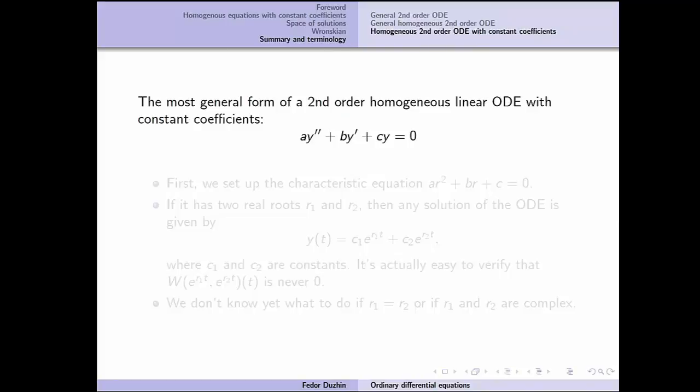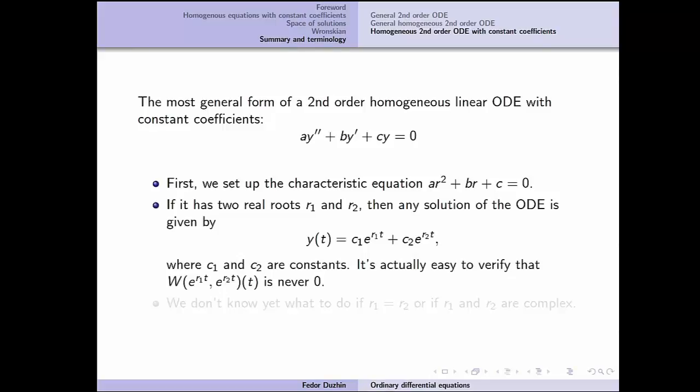What you can do, if the coefficients of the differential equation happen to be constant, is solve it explicitly by doing the following. You need to set up the corresponding characteristic equation, which is just an algebraic quadratic equation with the unknown r. If it has two real roots, then we are done. But if it has two complex roots or a repeated root, then we don't know how to deal with it yet. This is the topic of the next week.